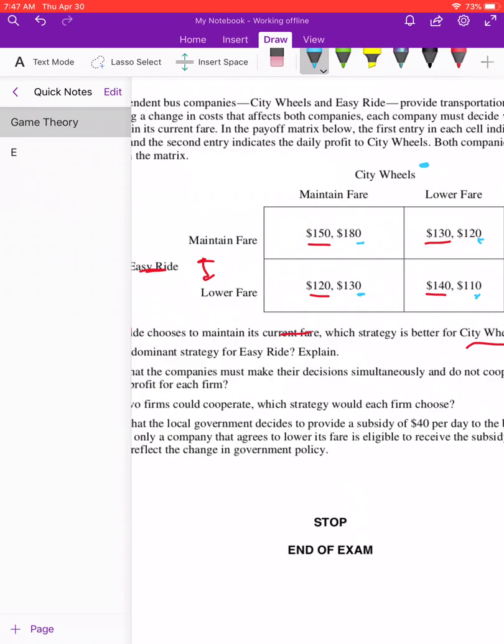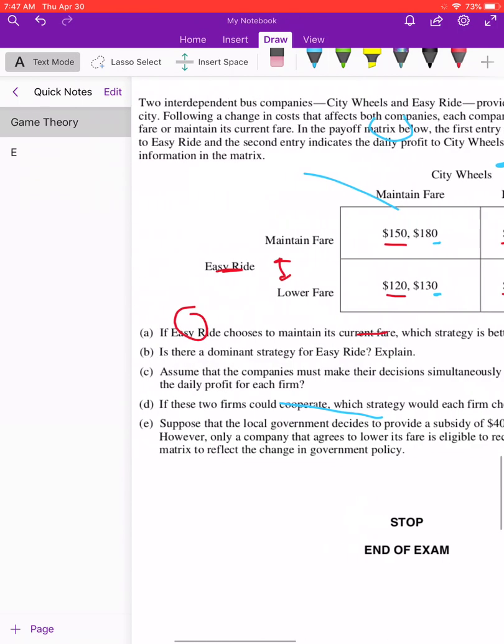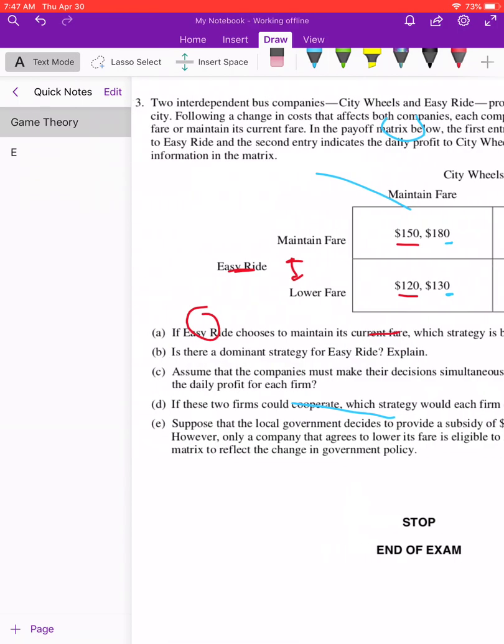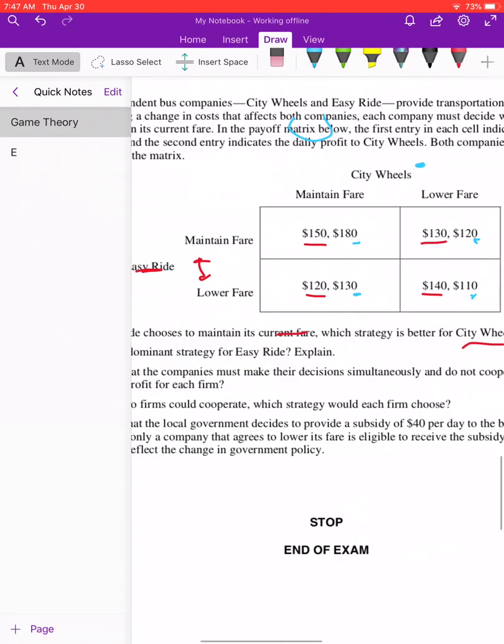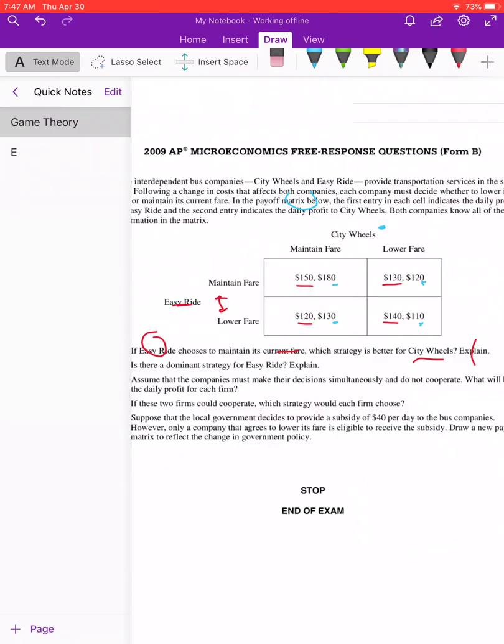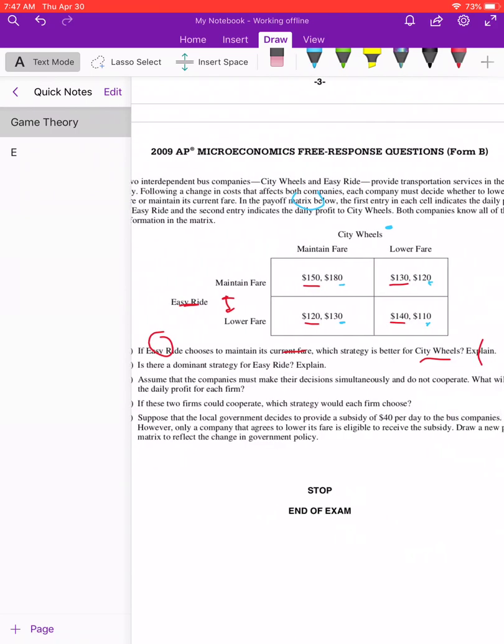They say that in the matrix below, the first entry indicates Easy Ride, and the second entry indicates City Wheels. They tell you that straight there in the directions. We just want to remember that that's how we do this. And so, ultimately, in order to solve this problem, we just have to remember how to read this thing. In the end then, we see Easy Ride choose to maintain its current fare. Which strategy is better for City Wheels? Explain.